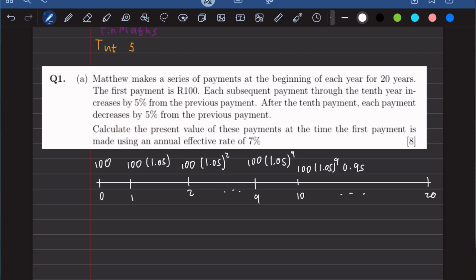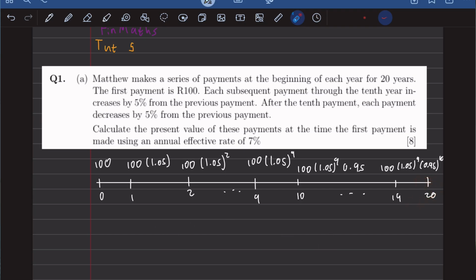And then this goes all the way up until time 19. At time 19, it'll be 100 multiplied by 1.05 to the power of 9, multiplied by 0.95 to the power of 10, because we have to decrease by 5% each time, and we're decreasing it 10 times. Okay, so this is the payment at time 19. These are the next 10 payments, so from 10 to 19 is 10 payments as well. And then we basically want the value at time 0.